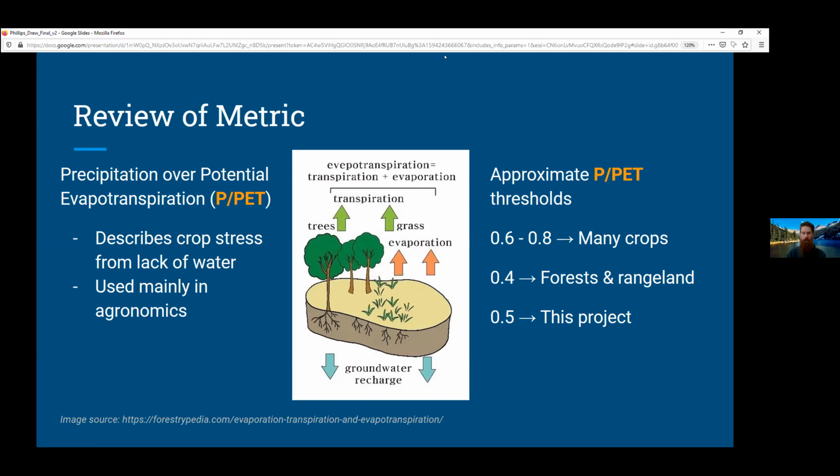On the right side of the screen, I've got some approximate thresholds, and at or below these thresholds, a lot of plants start showing the effects of drought, mainly water stress. For many crops, you'll have a P over PET of 0.6 to 0.8. Forests and rangeland are a little bit more resilient. You can see a ratio of 0.4. For my project, I chose 0.5, which would correspond to a fairly severe agricultural drought. But I also wanted to test using pretty high standards just to see how my script would perform.